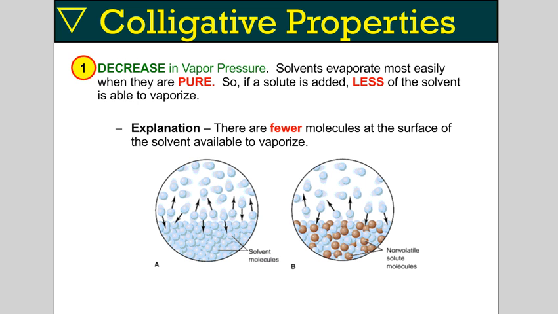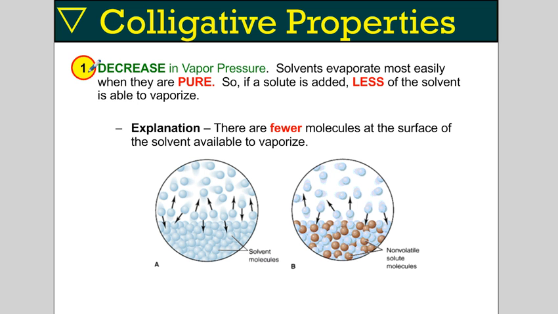The first property we need to understand, there's several colligative properties. We're only going to worry about 3. The first we're going to learn about is the decrease in vapor pressure. Solvents evaporate most easily when they are pure. So if a solute is added, less of the solvent is able to vaporize. And this is a very simplistic explanation, but it's adequate.